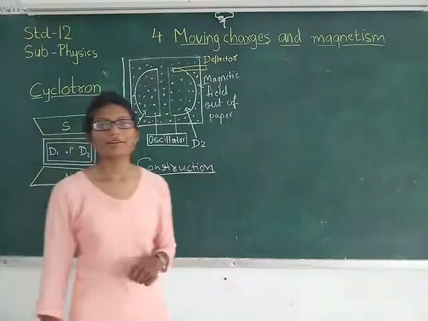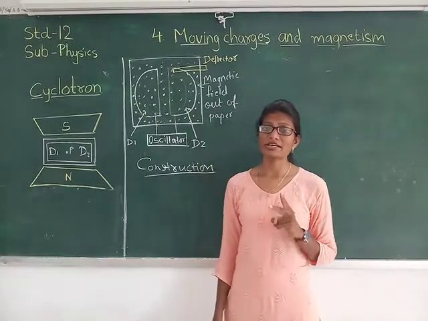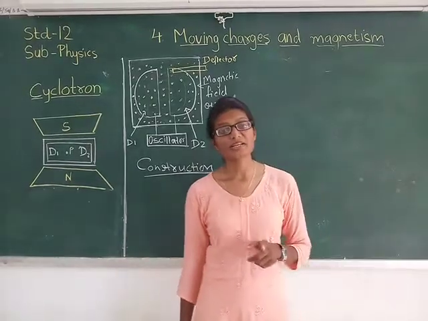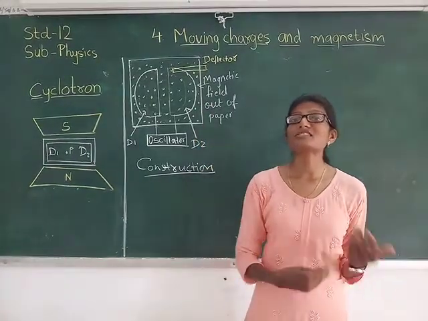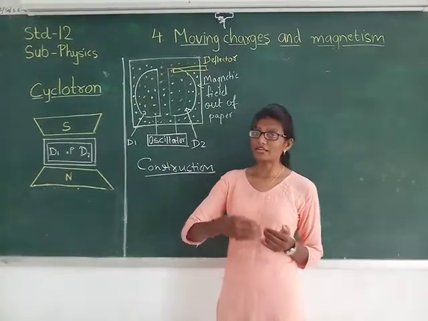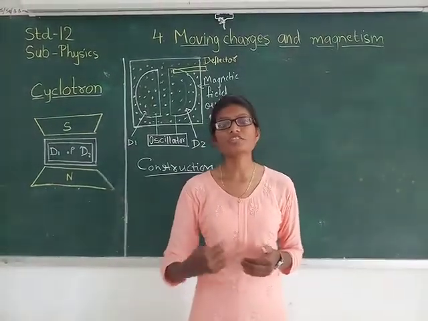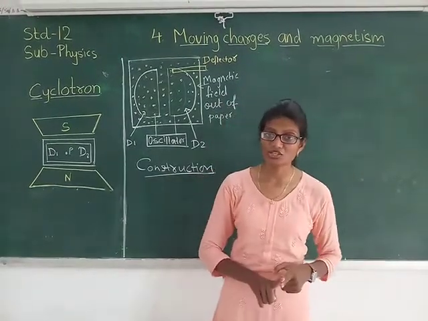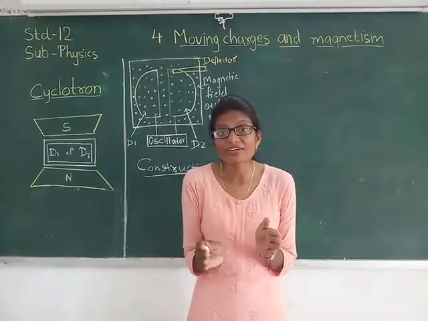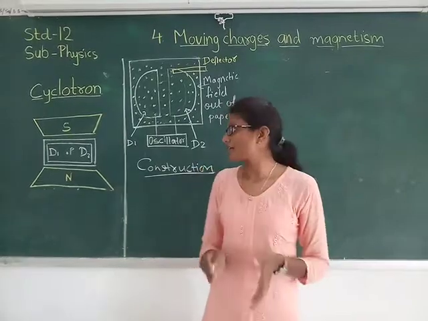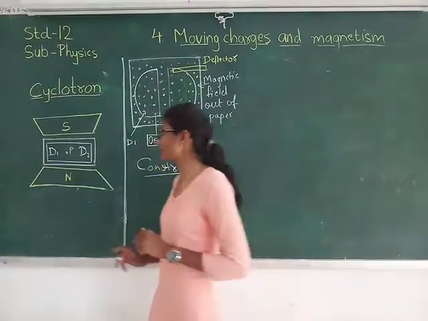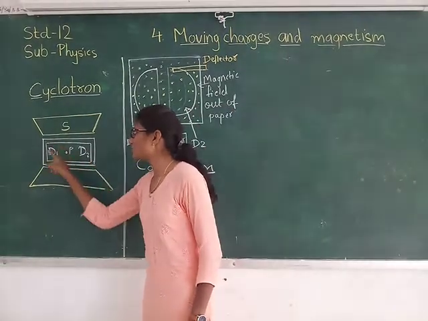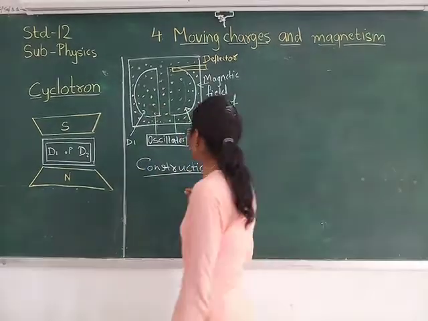Construction. We already said that it is based on two principles: the charged particle, when put in the electric field, gets accelerated, and when put in the magnetic field, it exhibits the circular path. That means here we are using the crossed fields. Crossed fields means the electric field and the magnetic field should be perpendicular to each other. To create the electric field we need charges. To create the magnetic field we need magnets, as you can see in this figure. These D1 and D2.